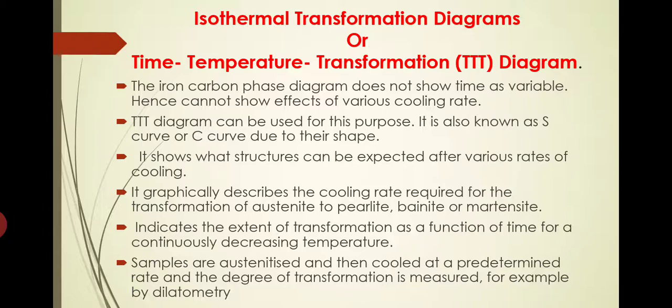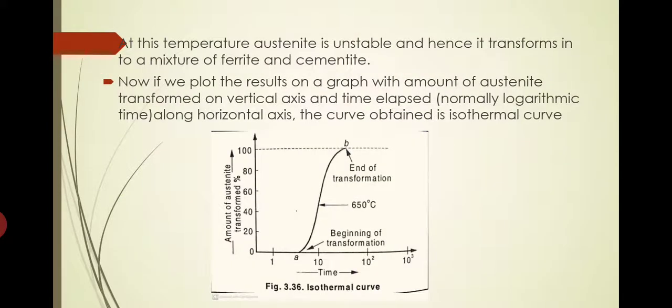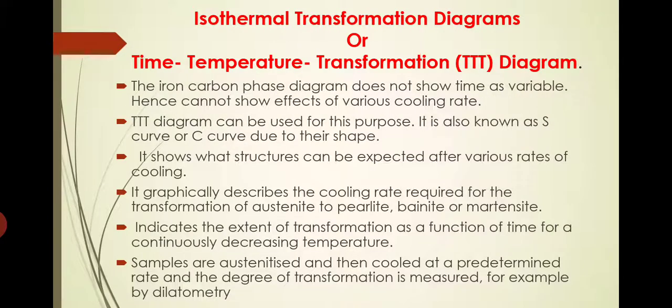It is also known as the S curve or C curve due to its shape. Sometimes a question will be like this: discuss the S curve or C curve. All are the same. The time temperature transformation diagram is sometimes known as the S curve or C curve because of its shape. See, its shape will be something like this, an S shape. That's why it is known as the S curve. It shows what structure can be expected after various rates of cooling. So in a simple sense, the TTT diagram shows what structure can be expected after various rates of cooling. What will happen if you cool at a slower rate? What will happen if you cool at a faster rate? What structure we can expect to get finally, that idea we get from this TTT diagram.